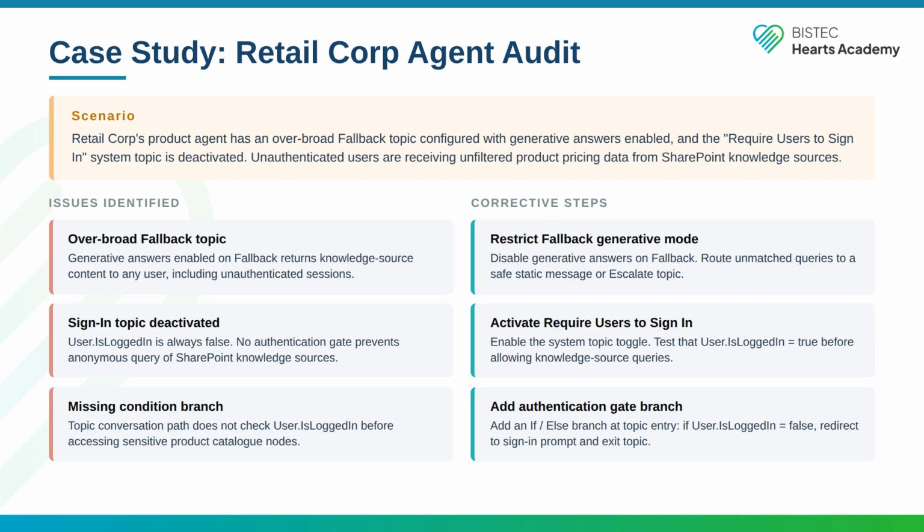For topic-level gates, add an if/else branch at the entry point of every topic that accesses knowledge sources. If user is logged in is false, redirect to a sign-in prompt and exit the topic. This belt and suspenders approach ensures that even if the system topic is reconfigured in the future, the individual topic provides a second authentication gate. These three fixes together represent the minimum remediation required before the agent can re-enter production. Applying only one or two of them leaves a gap.